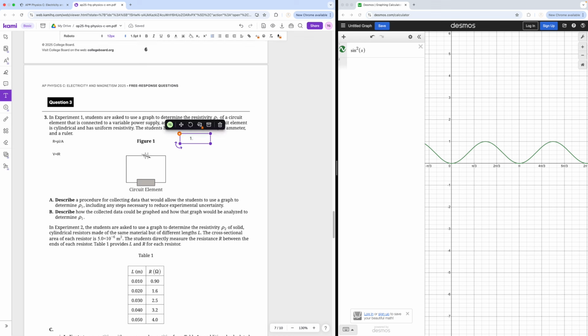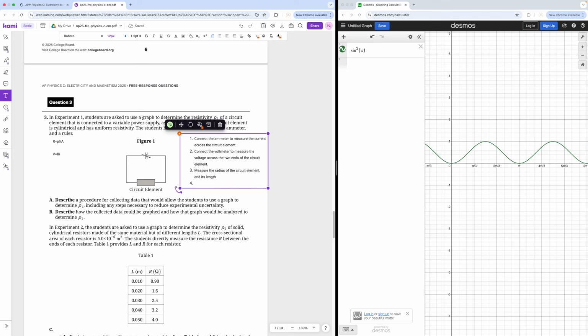So let's write down our steps. Number 1, connect the ammeter to measure the current across the circuit element. Number 2, connect the voltmeter to measure the voltage across the two ends of the circuit element. Number 3, measure the radius of the circuit element and its length.